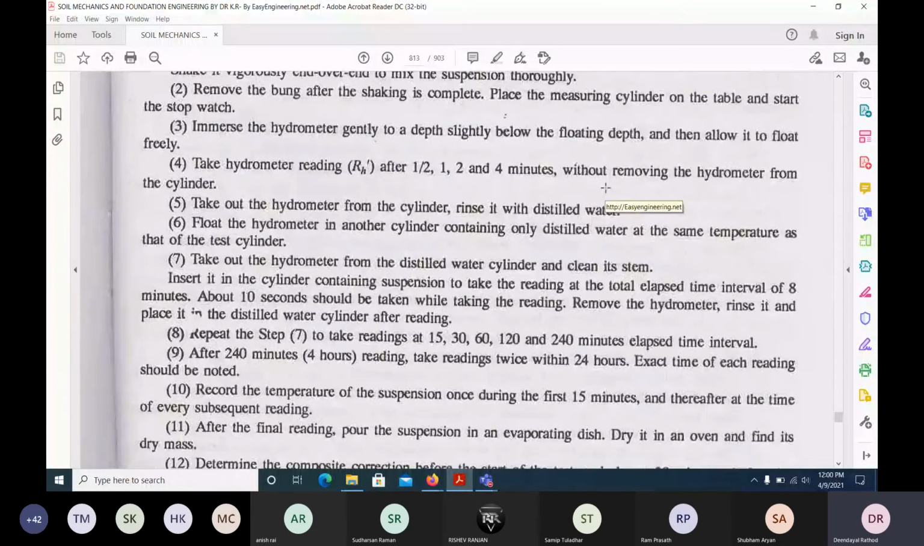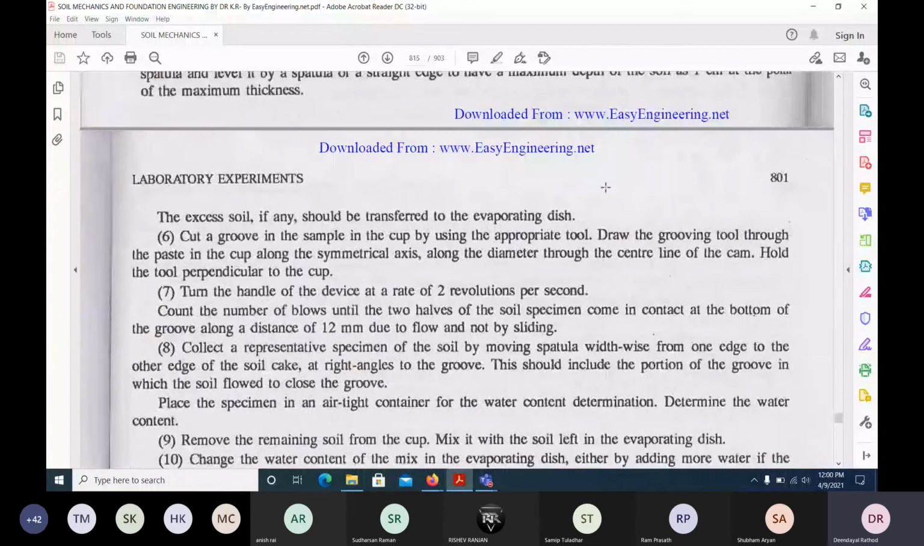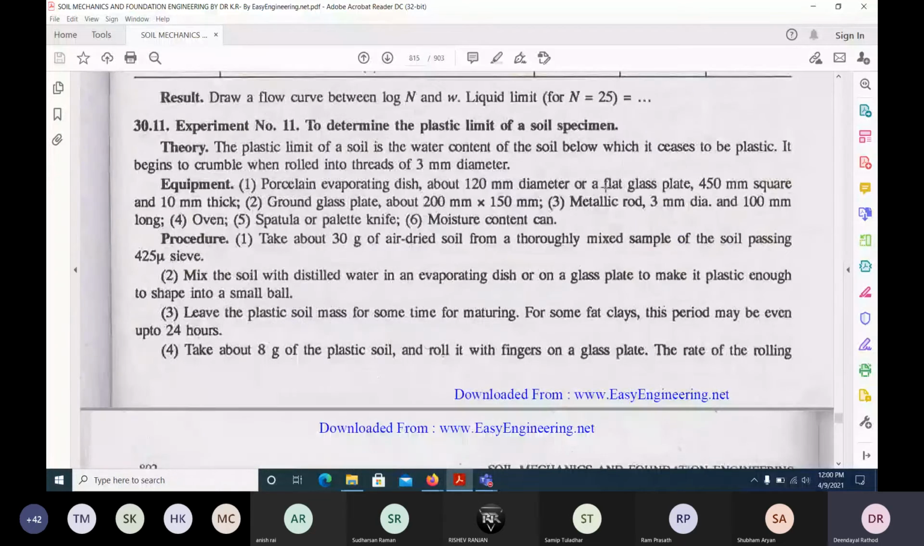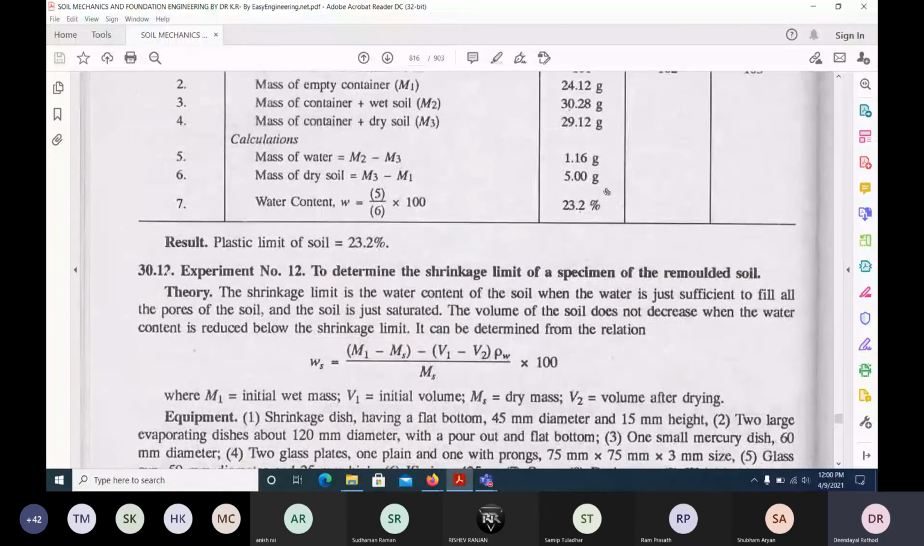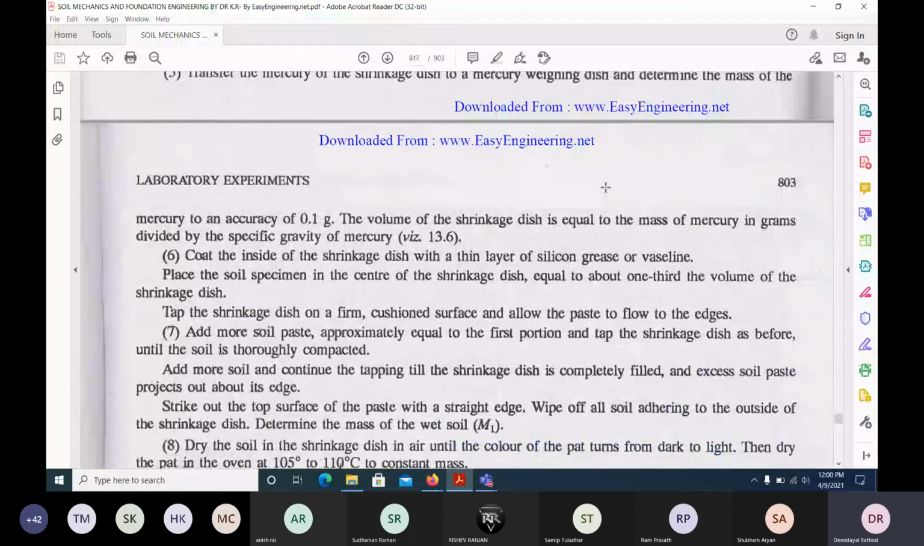Likewise, hydrometer analysis we have seen, liquid limit we have seen, plastic limit we have seen, shrinkage limit we have seen. So these are the tests included in your laboratory.